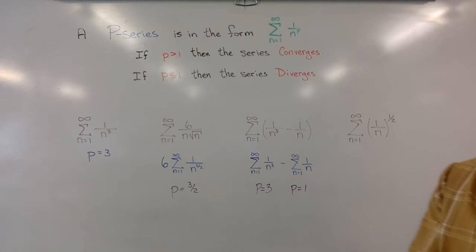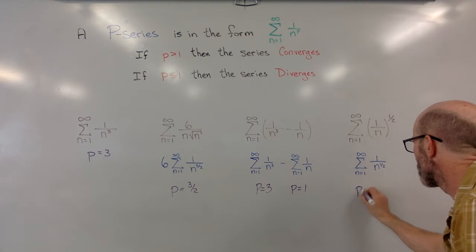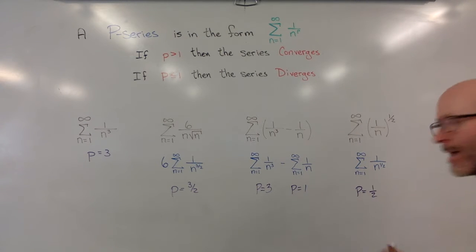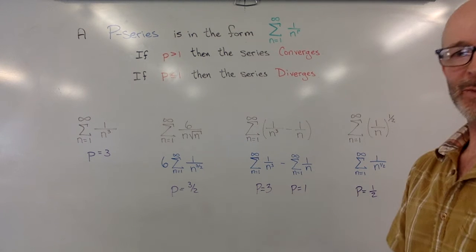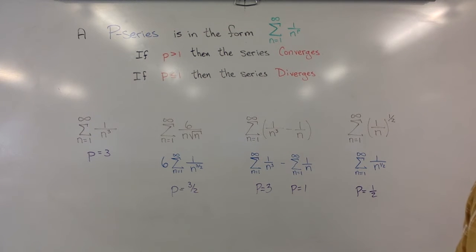And finally, we get to this last one over here on the right. It doesn't matter what we take 1 to the power of, it's pretty much going to be 1. So that numerator is just 1. The denominator, however, is 1/2. P equals 1/2.